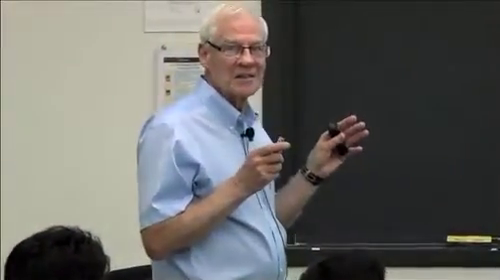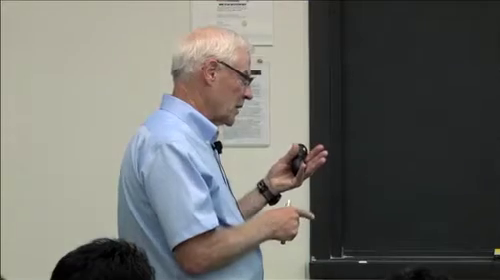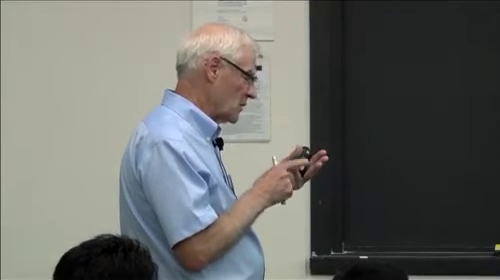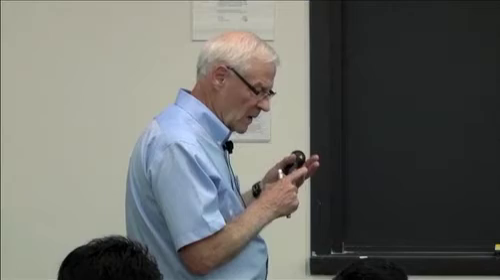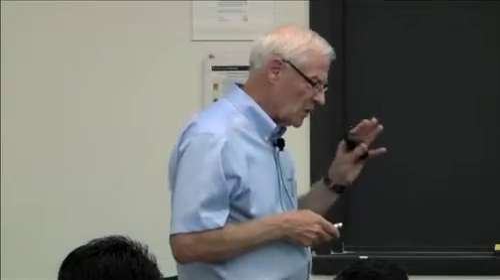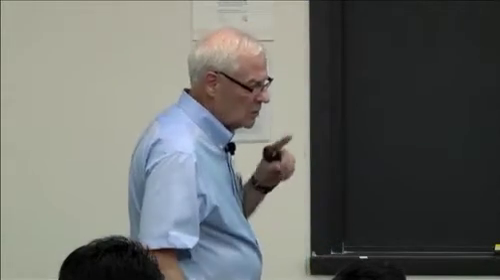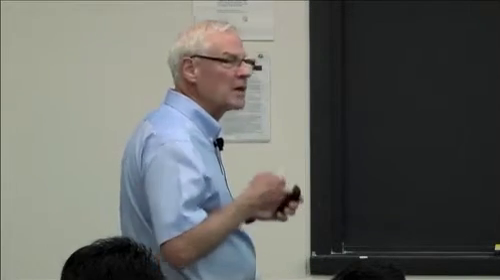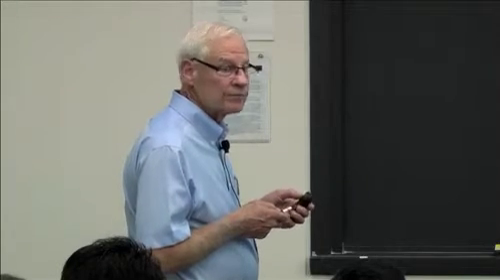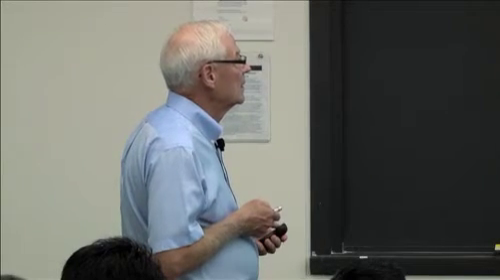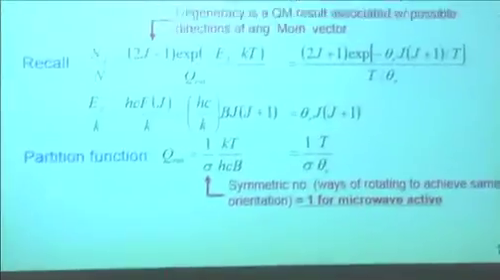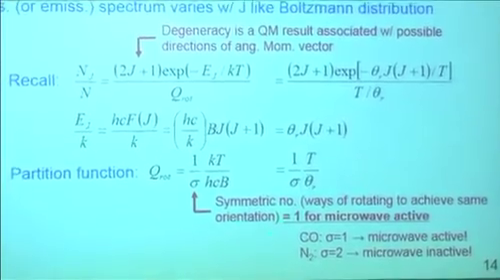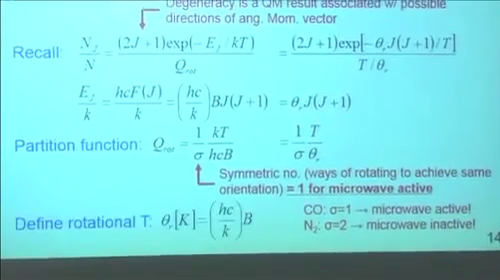Everything is easier when it's heteronuclear. Heteronuclear, it's got an absorption spectrum in the microwave. It's got an absorption spectrum in the IR. It's easy to deal with. When it's homonuclear, you have to introduce something called nuclear spin statistics. That's a little bit more than we're going to bite off today. It's a modification of statistical mechanics. Right now, we're just thinking about it as a number of ways to rotate to make it look the same, and that's good enough for now. So for CO, this would be a 1, but for nitrogen, it would be a 2.